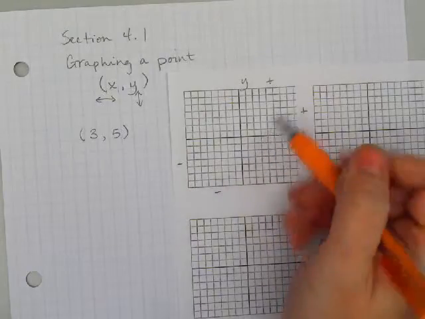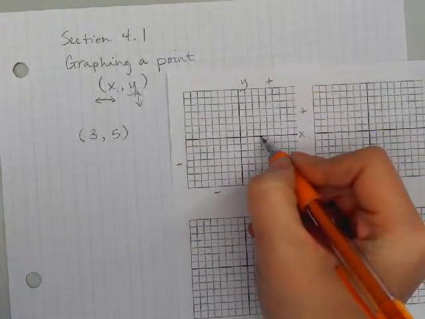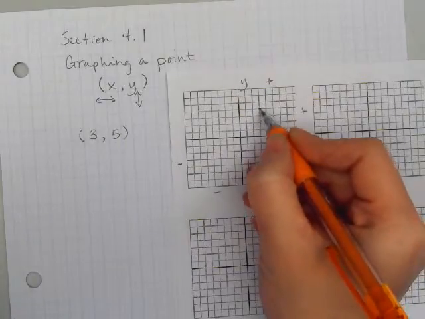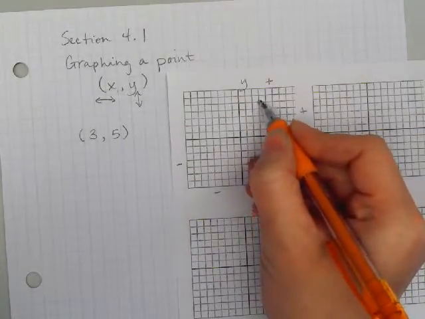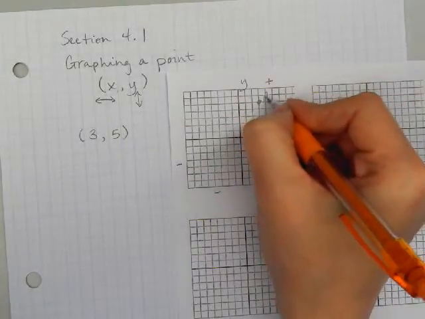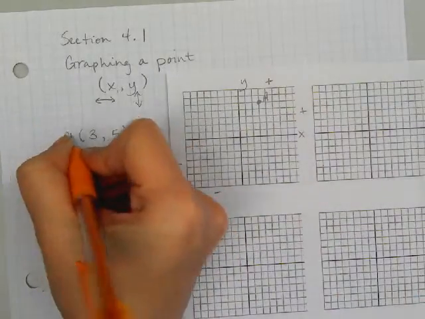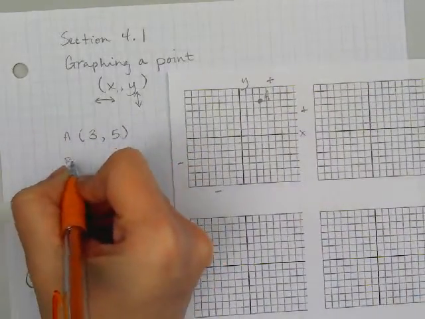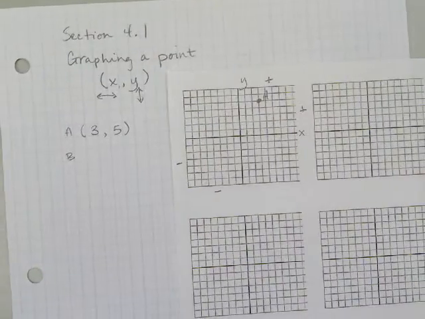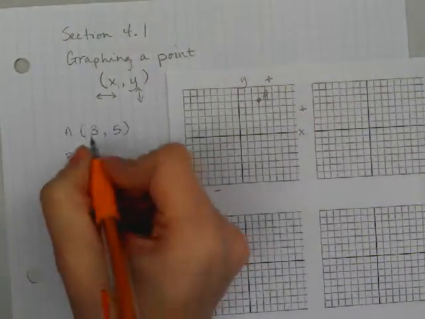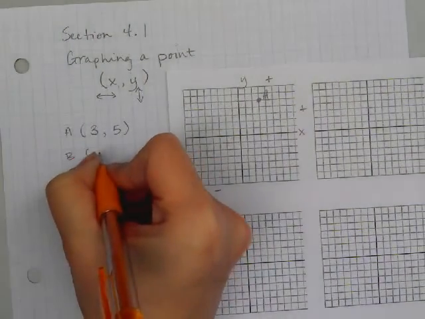So we're just going to practice this a couple times. So what if I have the point 4, negative 2? What do I do? Becca? You're going to go to the right 4, and you're going to go down 2. Down 2. So that's my point B.